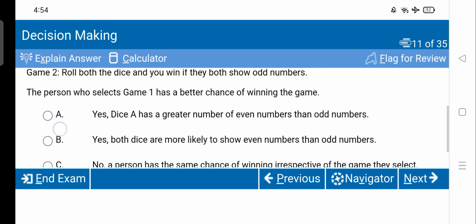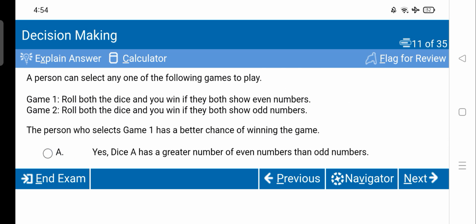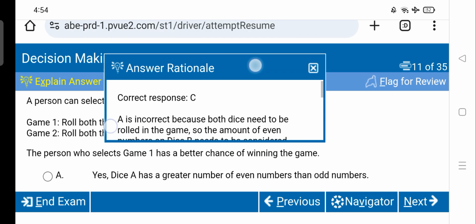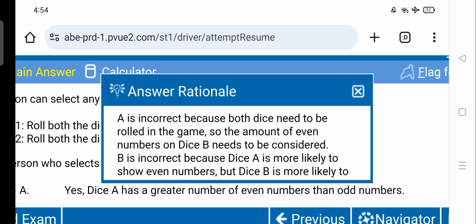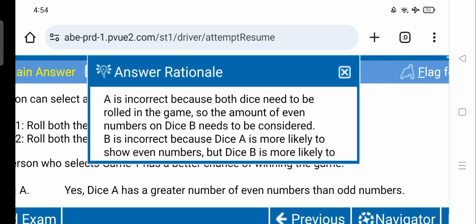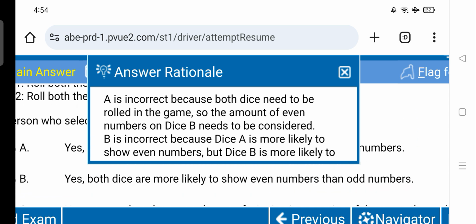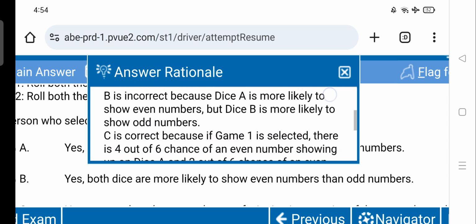So here we have these four options. So let's see which one is the correct one and which one is incorrect. Option C is the correct option. Option A is incorrect because both dice need to be rolled in the game. So the number of even numbers on dice B needs to be considered. B is incorrect because dice A is more likely to show even numbers, but dice B is more likely to show odd numbers.